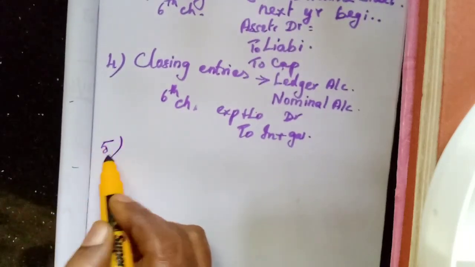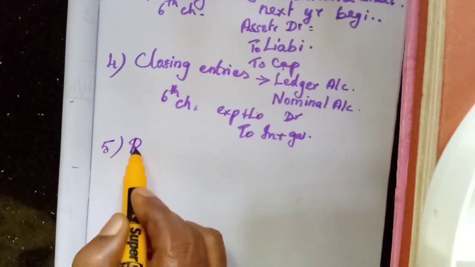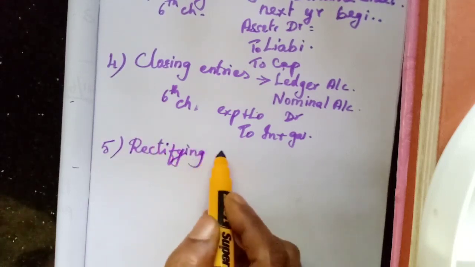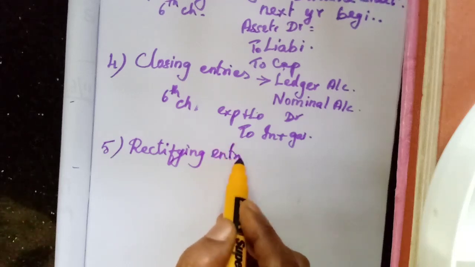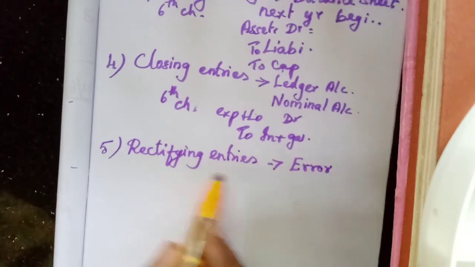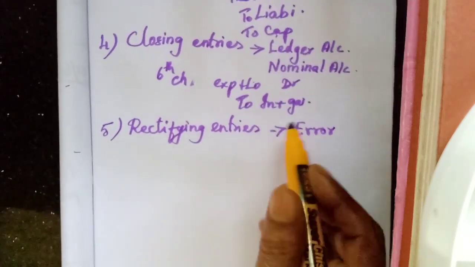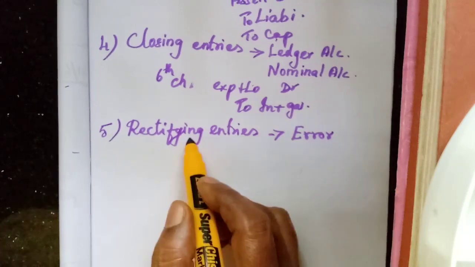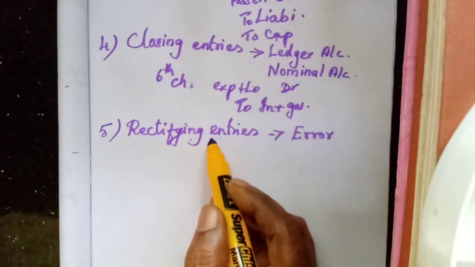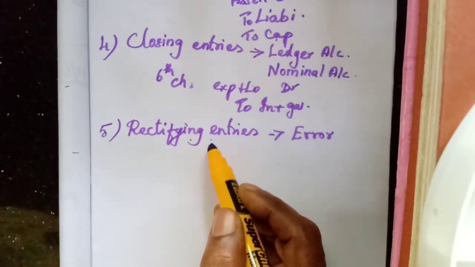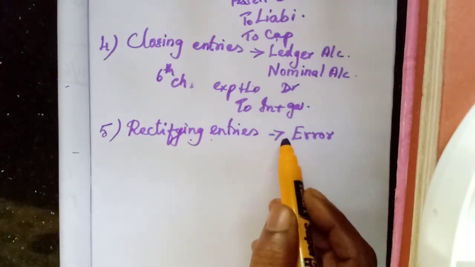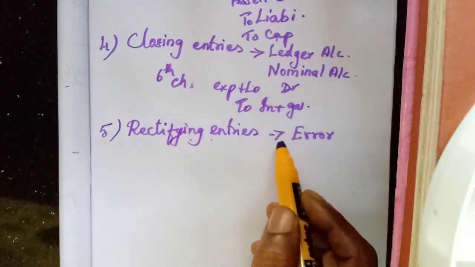Then the 5th one, rectifying entry. Rectify, what is the meaning? Rectifying means correcting, isn't it? So if there is any error, we need to correct it. Correcting errors is done through the preparation of rectifying entries. That's why it is called rectifying entries. We cannot, then and there, rub out the error and write as we do.